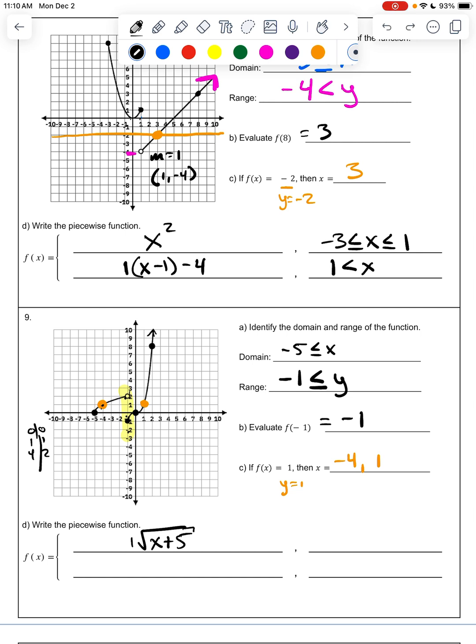I messed that up. Let's start. Where does it start? It starts at negative 5. Closed circle, so less than or equal to x. On the right end is an open circle, so less than the x value of negative 1.